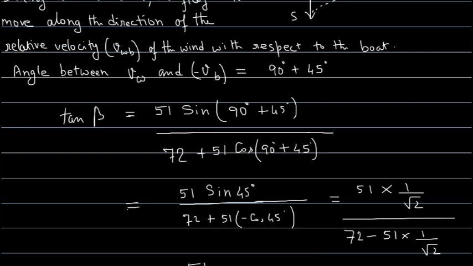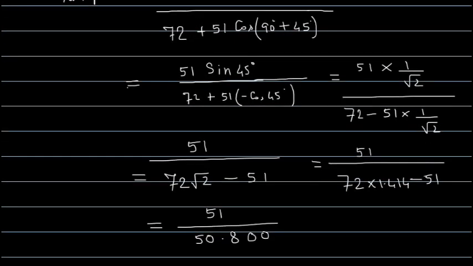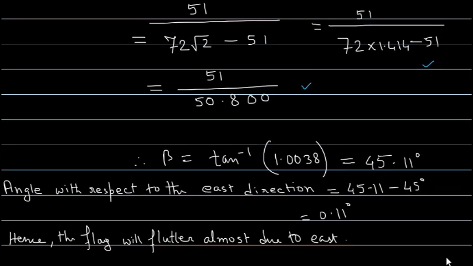Now, upon solving, we got 51 upon 72 root 2 minus 51, which is equal to 51 upon 72 into root 2's value. We will put 1.414 minus 51. So till here it is clear now. Now, on solving this, the denominator we get 50.800.